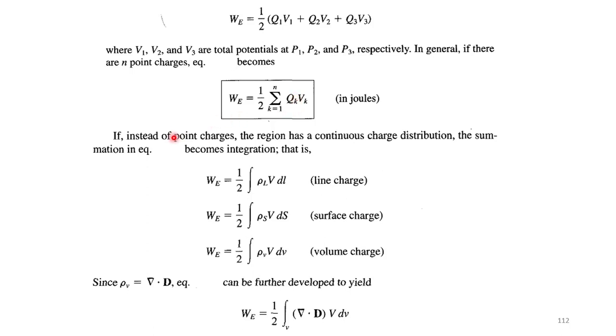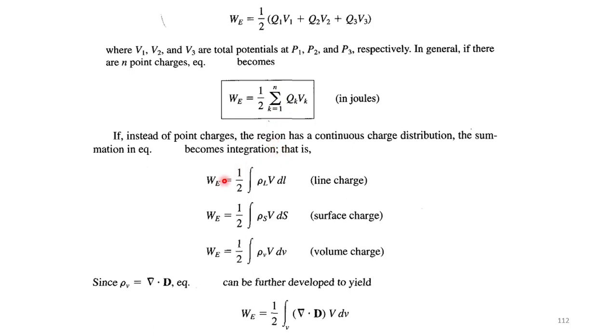Now, instead of the point charges that we assumed initially, where we considered that Q1, Q2, Q3 up to Qn are the point charges, if this region has a continuous charge distribution, that is line charge distribution, surface charge distribution or volume charge distribution, then this summation will be replaced by integration.